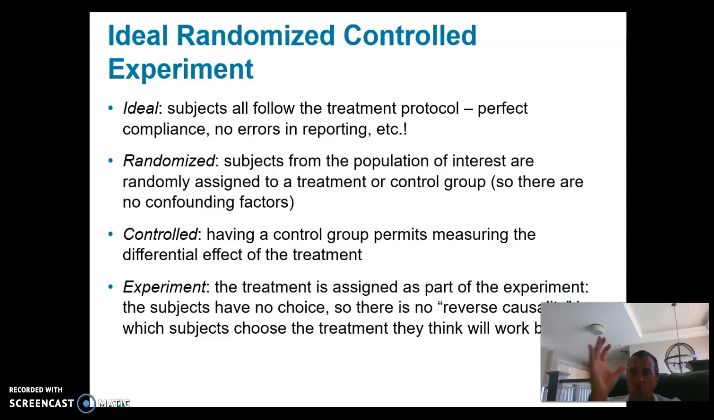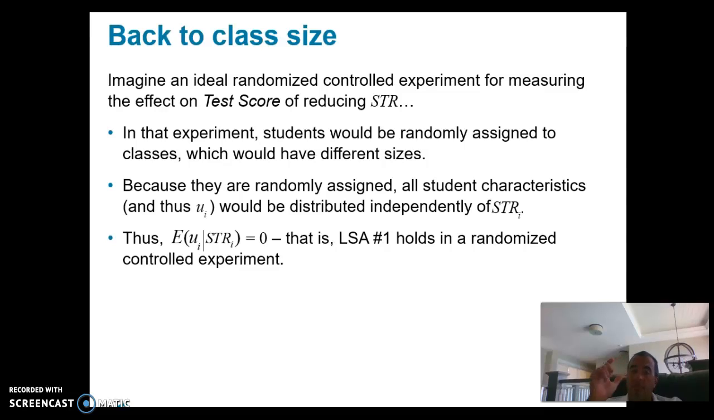Are we able to control the types of variables that we look at? Now, the treatment is assigned as part of this experiment. The subjects really have no choice, and there's no reverse causality in which the subjects choose the treatment that they think will work best. Now, let's go back to class size. Let's assume in this experiment, students are randomly assigned to classes with different class sizes. Because they're randomly assigned, all students' characteristics would be distributed independently of class size. So we're looking at this randomization and the test scores.